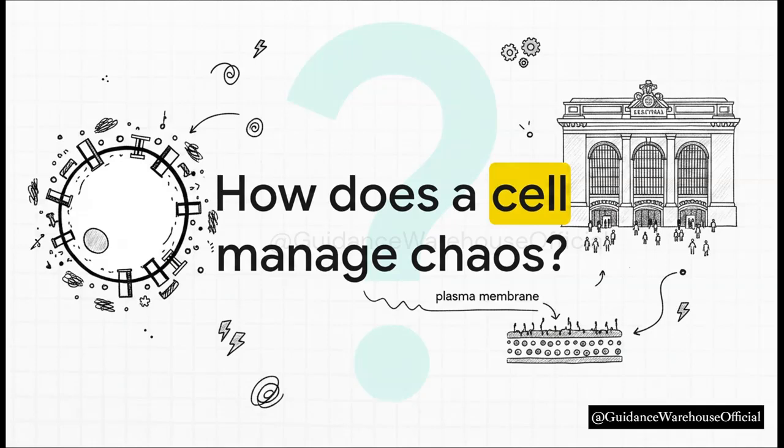Well, the answer lies entirely in its borders. Just like Grand Central relies on strict walls, doors, and ticket gates to keep the traffic flowing, a cell relies on an incredibly sophisticated boundary called the plasma membrane. Let's dive right into this explainer and see exactly how this microscopic marvel actually works.